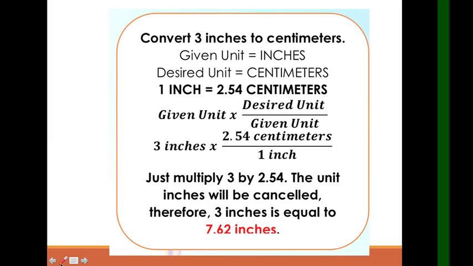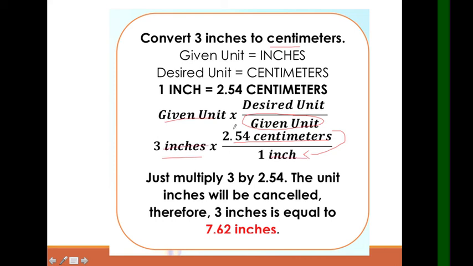Alright, so, again, given unit natin is 3 inches. Ang desired unit natin is centimeter. Kaya, doon na ilalagay natin dito. Okay? Centimeter. And then, ang 2.54, equivalent siya sa 1 inch. Gaya ng sabi ko kanina, yung given unit na nasa denominator, ito yung equivalent ng desired unit na nasa numerator. Kagaya nung kanina, yung 1 foot equal siya sa 12 inches. So, therefore, pwede ko na i-cancel itong inches na to.